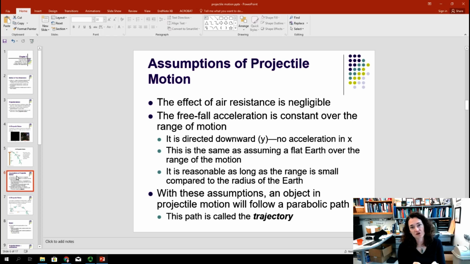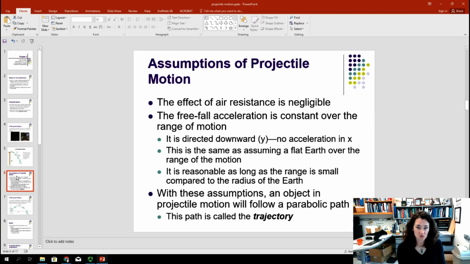Second, the free fall acceleration is constant over the range of motion. So the acceleration, the only one that's working here, is the acceleration due to gravity, which is downward in the y direction only. And the magnitude of that acceleration is 9.8 meters per second squared. This is going to be a reasonable assumption as long as the range is small compared to the radius of the Earth, and we wouldn't give you anything more complex than that in an introductory algebra-based physics course.